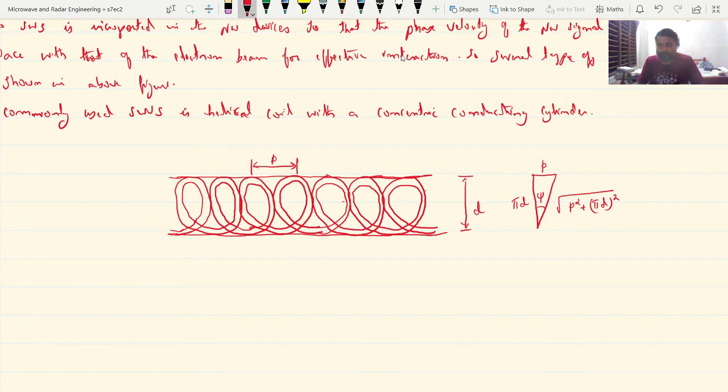Okay, this is nothing but a helical coil with a concentric conducting cylinder, because it is in the form of a cylinder. Okay, if you want, I can shade this one.